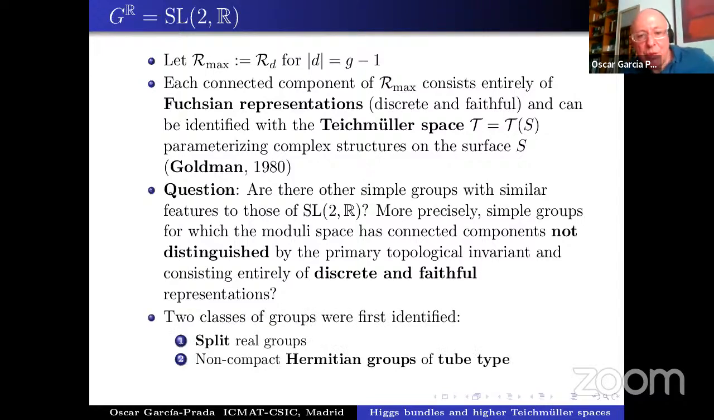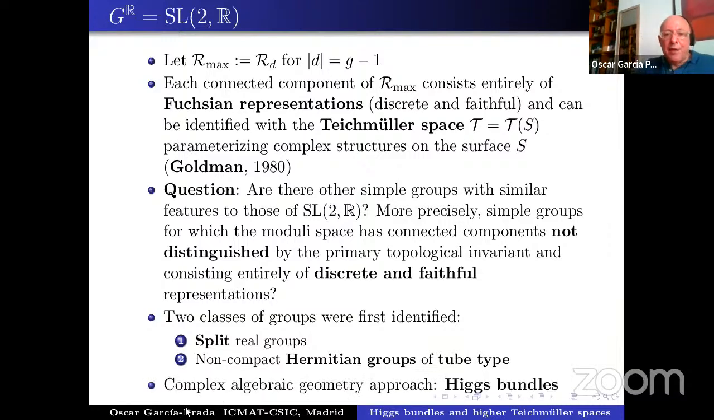So over the years, two classes of groups have been identified initially. The first class is the split real groups. Split real groups are, you know, like SL_n(C), SL_n(R), right? This is a real form. And another class is the non-compact Hermitian groups of tube type. I will discuss this. What we call Hermitian groups are those for which the symmetric space defined by G_R quotient by the maximal compact H_R that I called before is actually a Kähler manifold. Notice that SL2R belongs to both categories. So in a sense, starting with SL2R, there were two generalizations going in two directions: the split real groups, and the non-compact Hermitian groups of tube type.